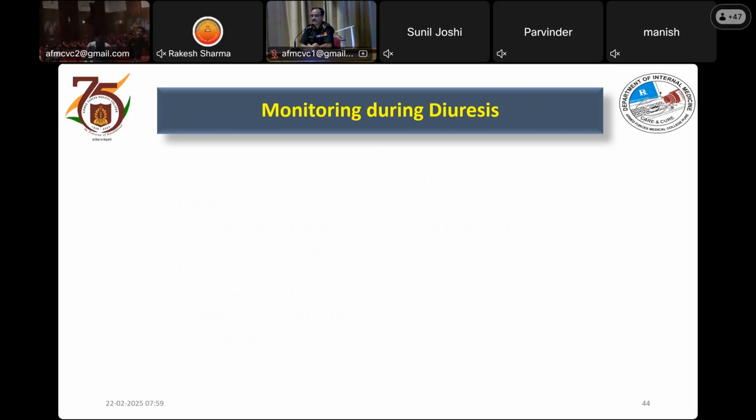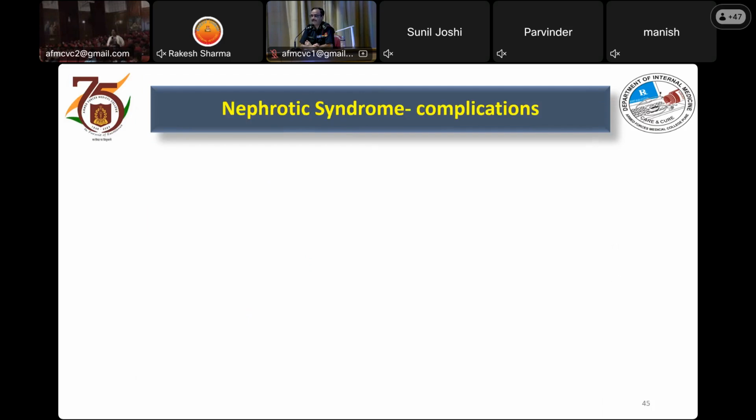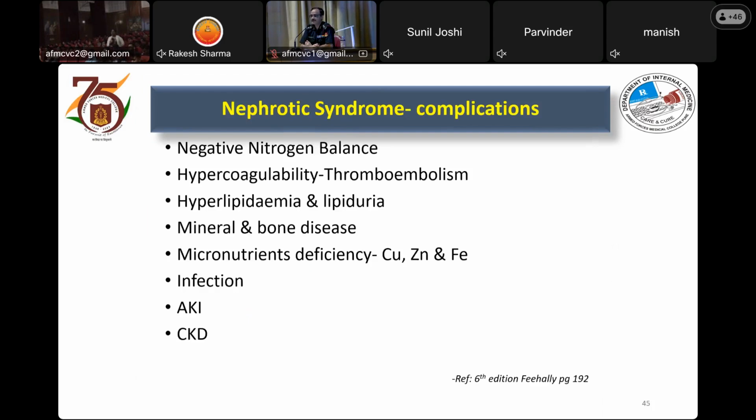What are the complications of nephrotic syndrome? Nephrotic syndrome can lead to hypoalbuminemia, which causes thromboembolism, and it can also lead to infections. It can lead to AKI and CKD. It can also lead to nutritional deficiencies with copper and zinc. Dyslipidemia. Bone diseases also. And micronutrient deficiency.